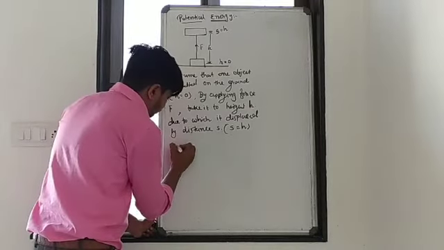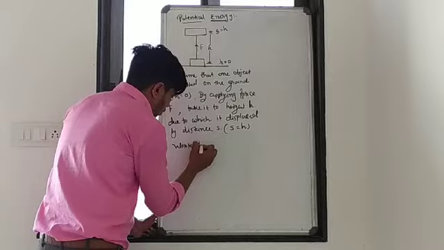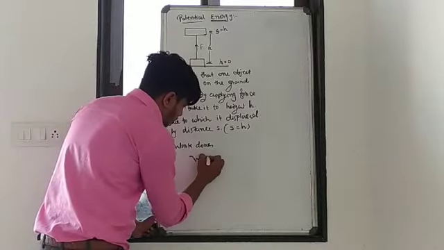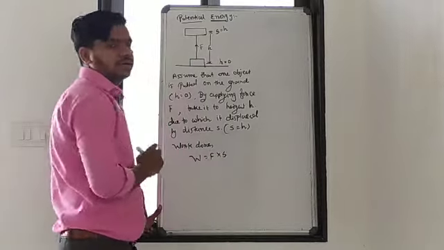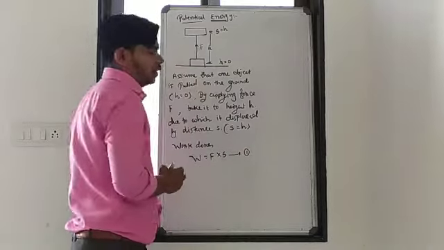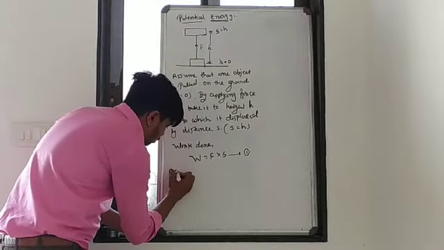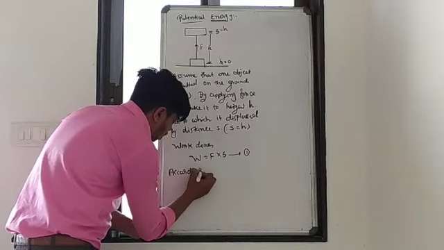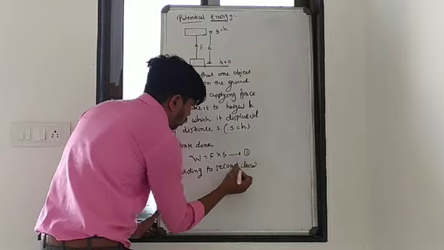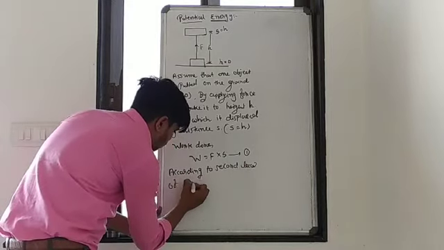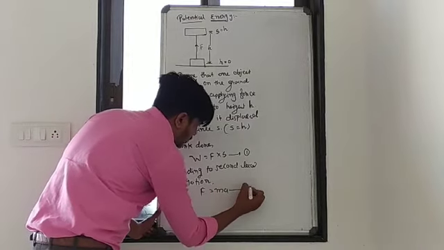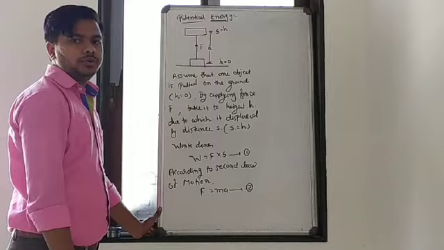So the work done. What is the work done? The work done is W. W is equal to F into S. W is equal to F into S, equation number 1. According to the second law of motion, F is equal to ma, equation number 2.